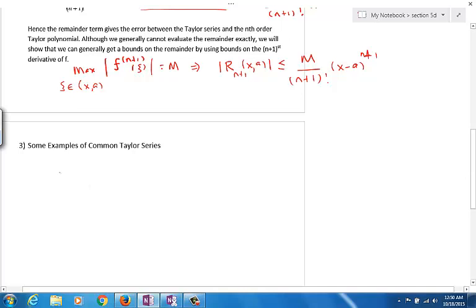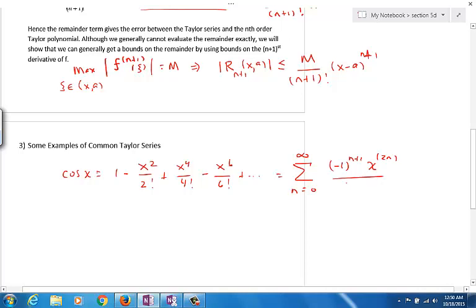So suppose, for example, we look at the Taylor series for cosine of x. I'm going to leave this as an exercise for you to show that this is equal to 1 minus x squared over 2 plus x to the 4 over 4 factorial minus x to the 6 over 6 factorial dot dot dot. And actually, in general, it's equal to this. This is a very good exercise to work out.